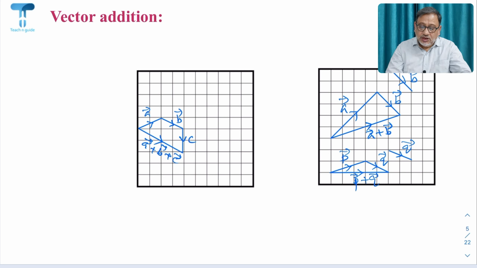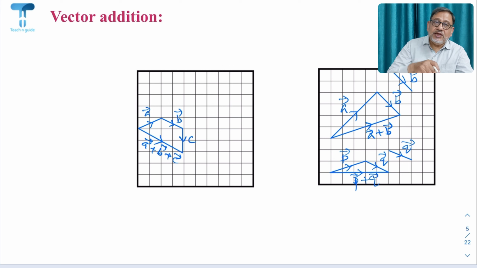Okay, so I hope you understood. Look here: where A ends, B starts; where B ends, C starts; and the final terminal point of C will be the terminal point of A plus B plus C, their addition, and the initial point of A will be the initial point of A plus B plus C. So I hope you understood this concept.